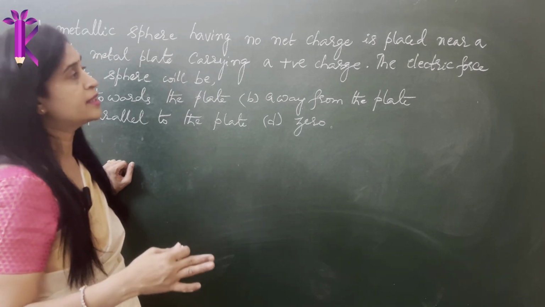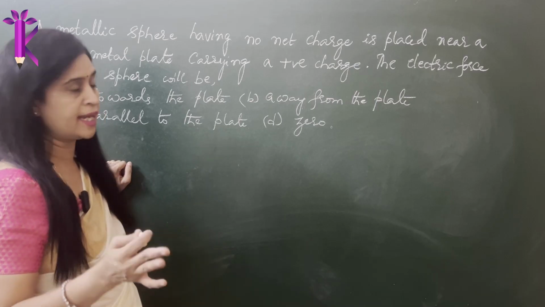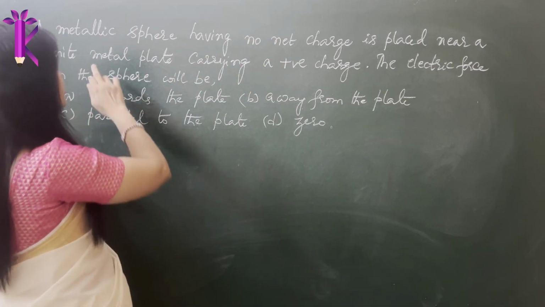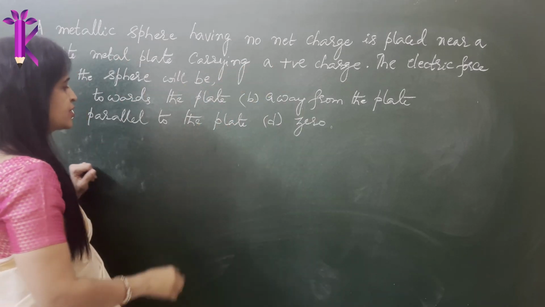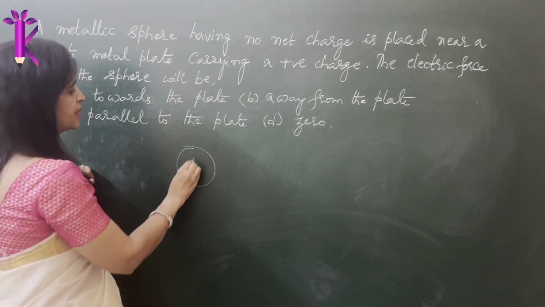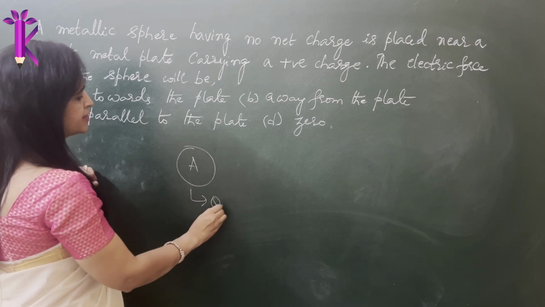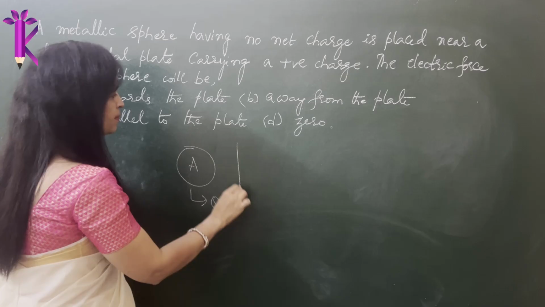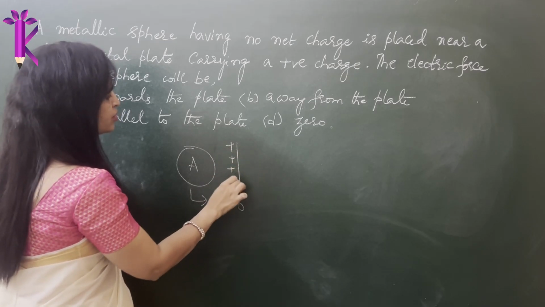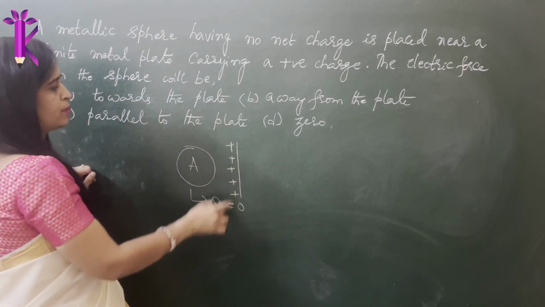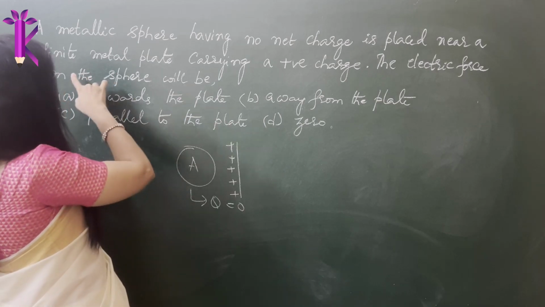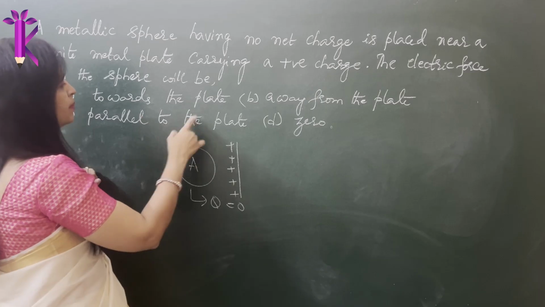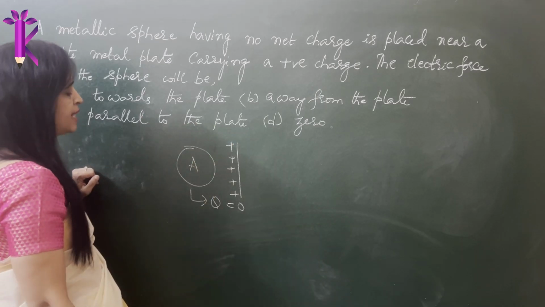A very important conceptual numerical again on electric force. A metallic sphere having no net charge is placed near a finite metal plate carrying a positive charge. So you have a metallic sphere here, whose net charge is zero because it's neutral. It's not carrying any charge. But you bring a finite metal plate which is charged positive. That means you have removed some electrons from this positive metal plate. The electric force on the sphere will be towards the plate, away from the plate, parallel to the plate, or zero. So what will happen to the electric force?